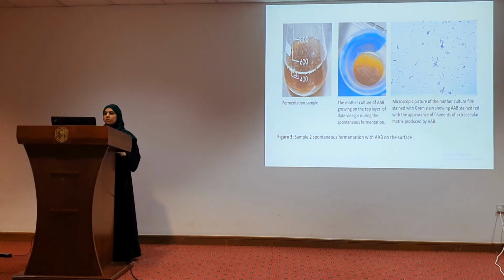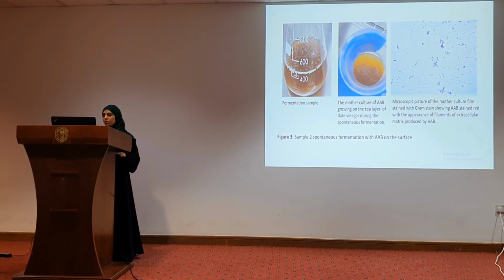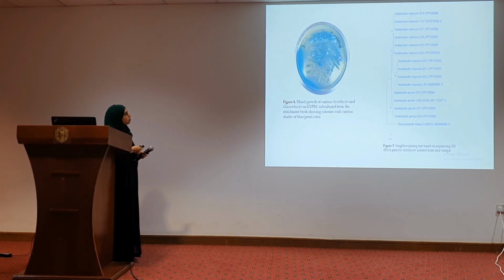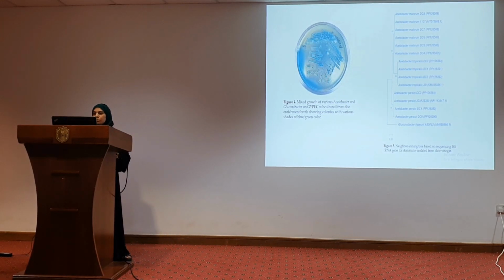Here you can see the presence of acetic acid bacteria, in the top layer here, and also in the transplant. These are the acetic acid bacteria, the types that we isolated. It wasn't easy to get them, but in the end we got 3 different species, also for the first time from date vinegar. They were Acetobacter malodorans, Acetobacter tropicalis, and Acetobacter persistens.